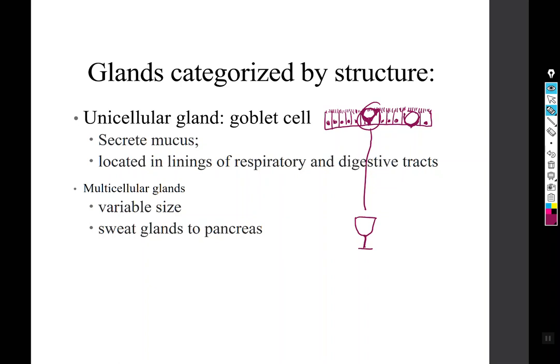So these are unicellular glands that secrete mucus, and they're located in the lining of the respiratory and digestive tracts. They're there to do things like trap particulate matter, to prevent it from getting into your lungs, and trap bacteria and lubricate the passage of substances, all kinds of stuff. Multicellular glands are a little bit more diverse, so these vary in size from sweat glands, which are very small, to your pancreas, which is an entire organ's worth of gland. So lots of diversity in glands.